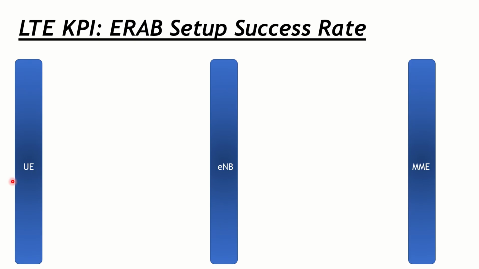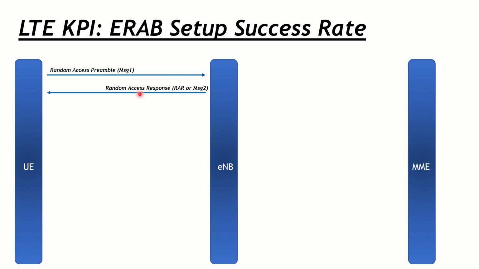Okay, so let's say we have a mobile, an LTE E node B, and the MME, which is the LTE core. So what happens during the initial call flow, during initial accessibility? The UE will first send a random access preamble, also called message 1, also known as the RACH. Once the UE sends the RACH, the E node B will get the RACH and respond with a random access response, also known as RAR or message 2.